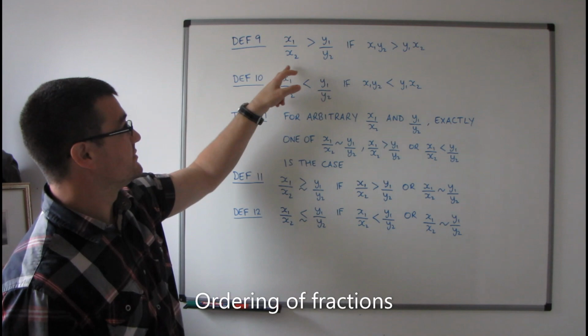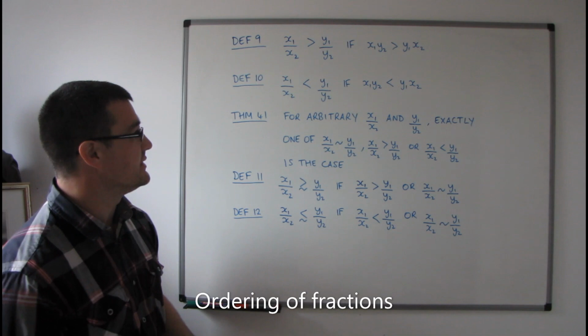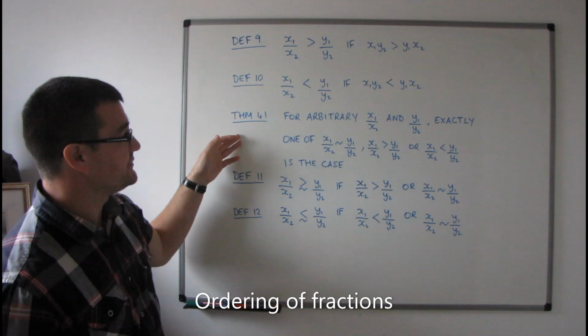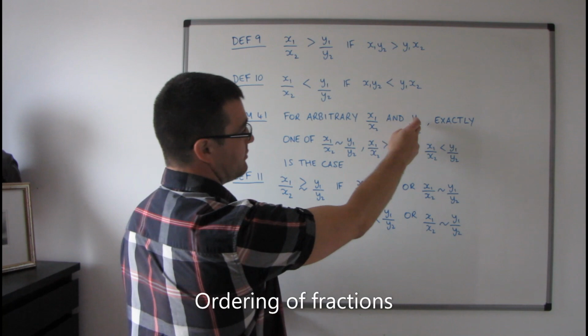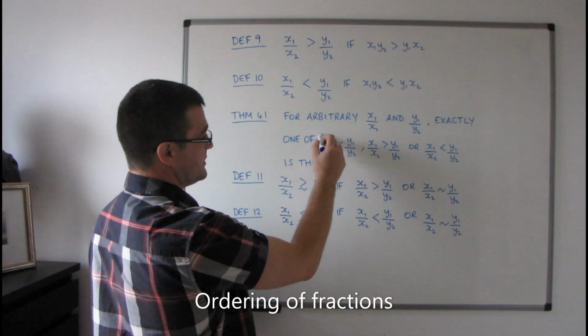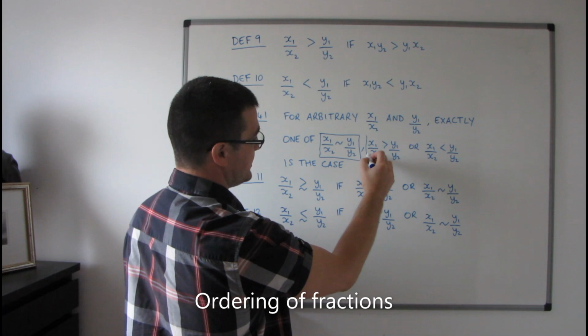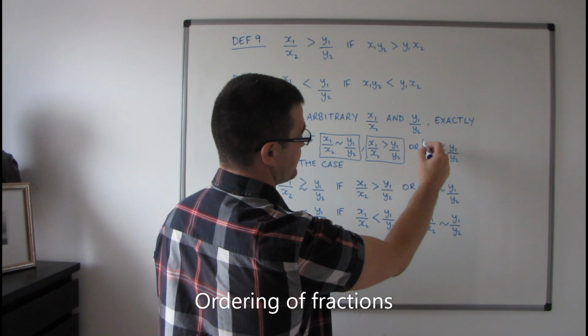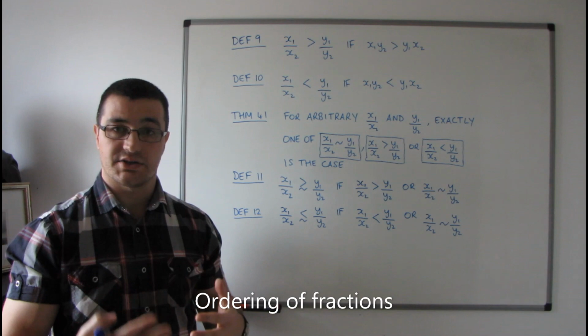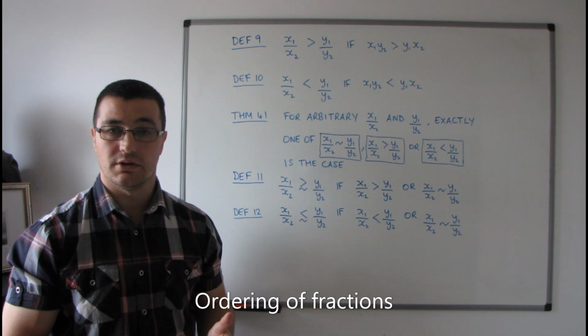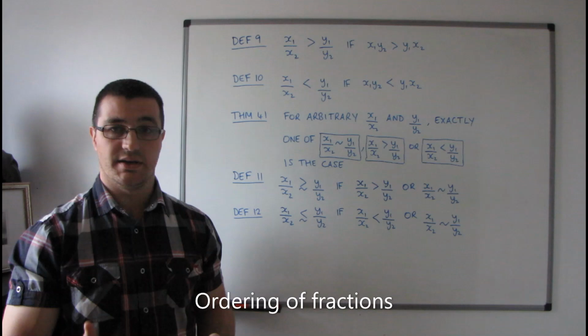it's a very similar statement to definition 9, not really anything for me to elaborate on. Theorem 41 is quite significant despite its simplicity. It's certainly not unexpected. For arbitrary fractions x1 over x2 and y1 over y2, exactly one of the cases holds: x1 over x2 is equivalent to y1 over y2, or x1 over x2 is greater than y1 over y2, or finally, x1 over x2 is less than y1 over y2. Exactly one of these three cases must obtain between any two fractions. So any two fractions can be compared, and for any two non-equivalent fractions, we can always determine which is the greater and which is the lesser of the two.